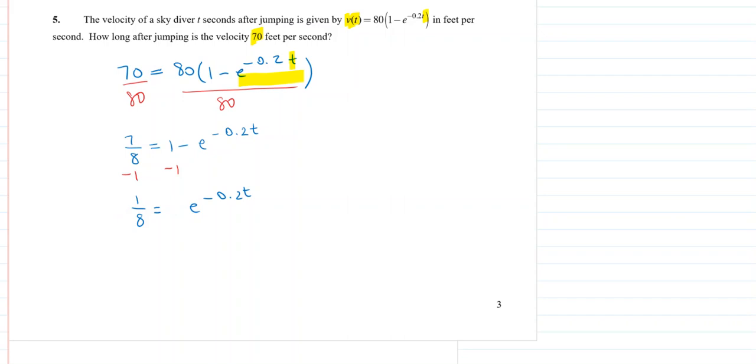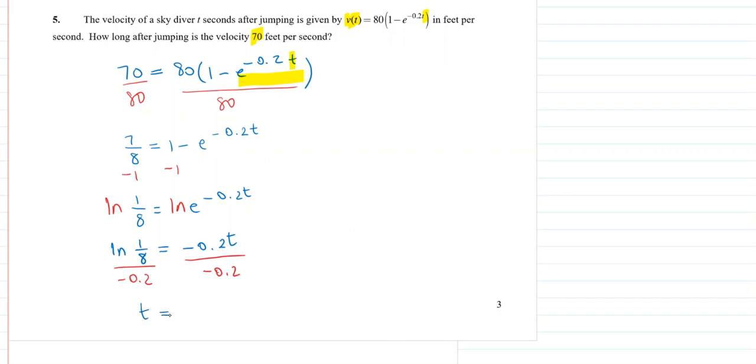And now we are ready to take the ln of both sides. Well, the nice thing about having base e is that you don't have to wrap the exponent around and put it in front. Ln of e to anything is just that thing because ln and e are inverse functions. They just sort of cancel each other out. So I get negative 0.2t on the right-hand side and ln of 1/8 on the left-hand side. Now to get t by itself, we will divide both sides by negative 0.2. And that is the exact solution.